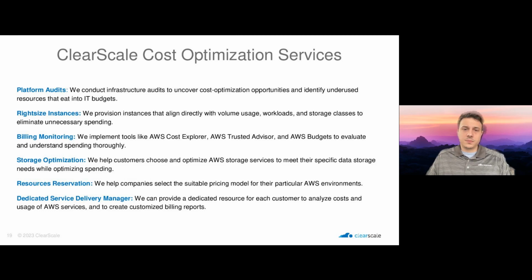And so we do offer, like I said, great cost optimization services. We do audits, we do storage optimization, billing monitoring through our managed services team, right-sizing instances. And if you were to work with our managed services team, you get a designated service delivery manager. So let me walk this back a little bit. When you have ClearScale as your managed services provider, we come on board, we're an extension of your IT team, but we also provide a service delivery manager. Think of that as an ongoing project manager. When you have an ongoing project manager like that, they're going to start to understand your environment from a holistic standpoint as time goes on.